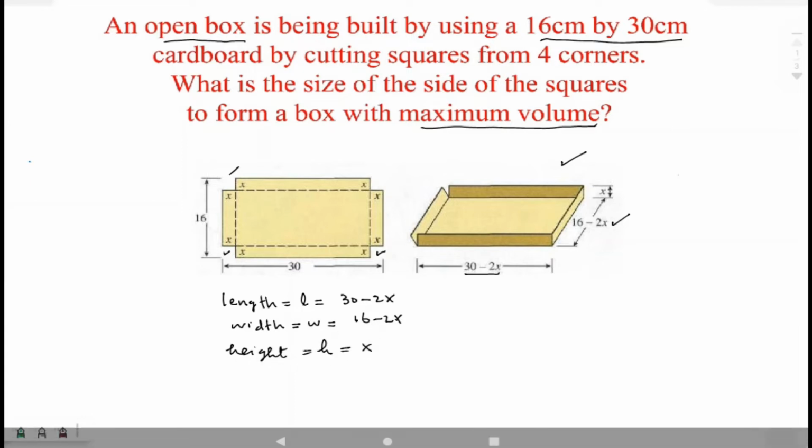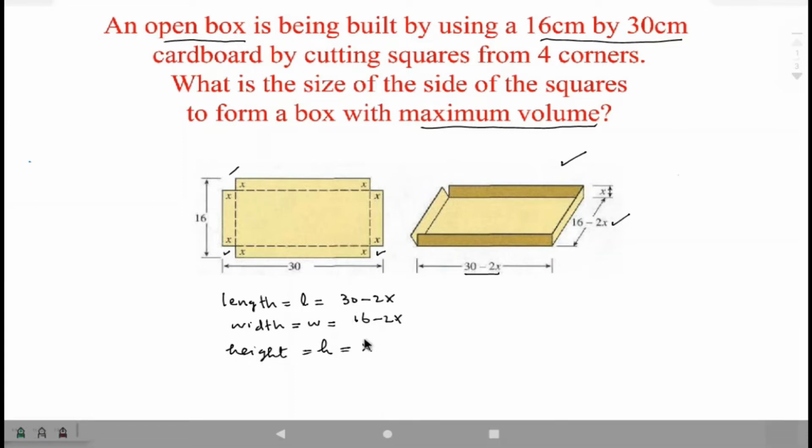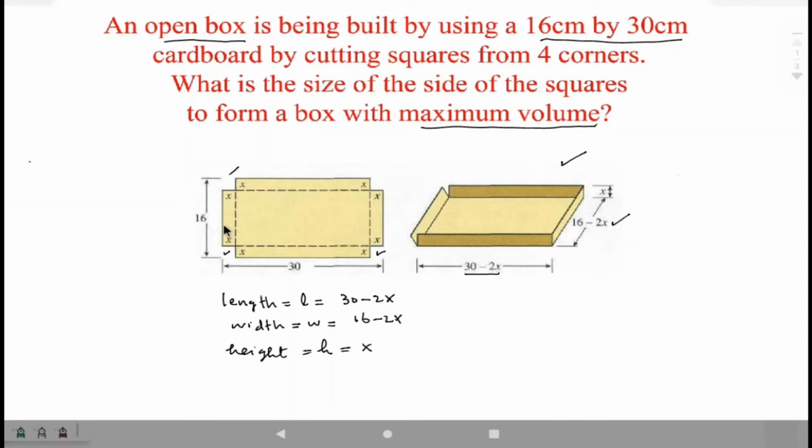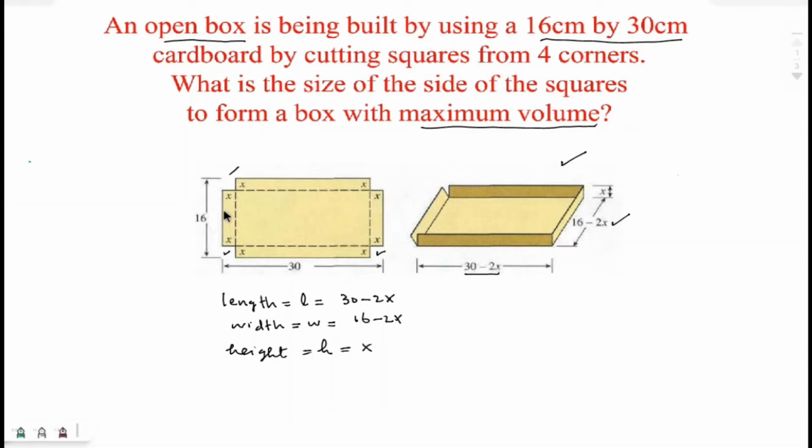so we need to find the value of x for which we have maximum capacity, maximum volume of this box. So we need to figure out what side x of the square should be removed so that the resulting box would have maximum volume. Remember, the bounds on the value of x are from 0 to 8.